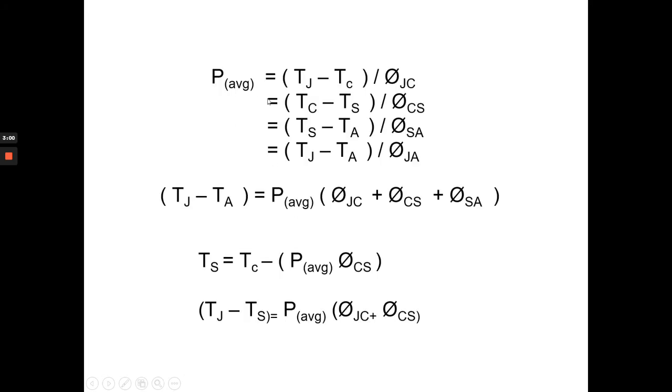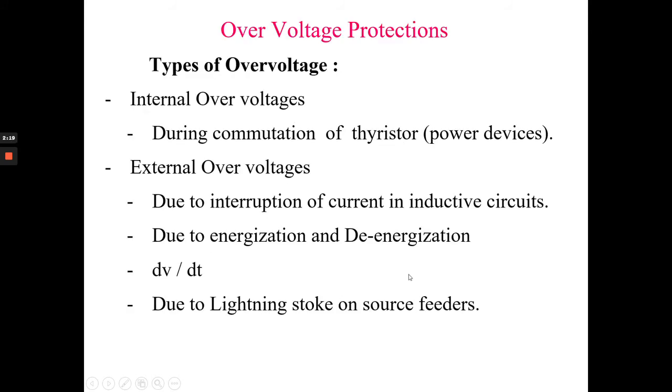Now we'll see P average. It is equal to (Tj - Tc) divided by ΦJC, and (Tc - Ts) divided by ΦCS. Again it is equal to (Ts - Ta) divided by ΦSA, equal to (Tj - Ta) divided by ΦJA. Now Tj - Ta is equal to P average times (ΦJC + ΦCS + ΦSA), and Ts is equal to Tc - P average times ΦCS, and Tj - Ts is equal to P average times (ΦJC + ΦCS).